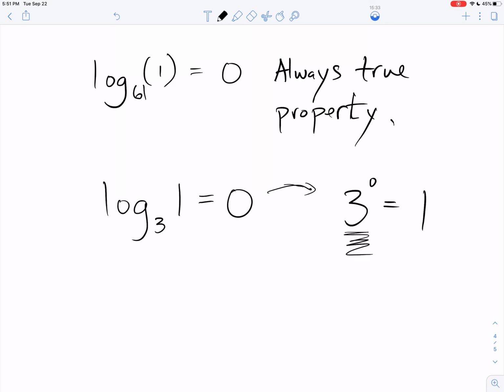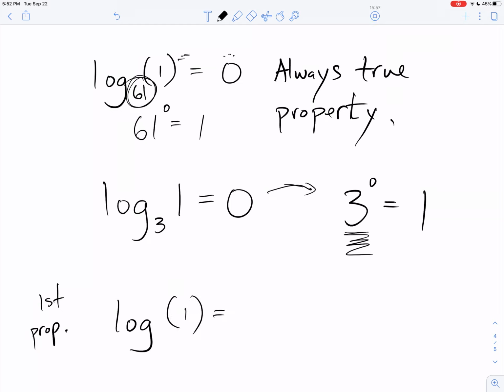So whenever you take the log, look, base 61. 61, flip-flop these two. 61 to the power of 0 is 1. It is. Anything to the power of 0 is 1. So our first property for logarithms is the log of 1 is always going to be 0. Always. You take the log of 1, you get 0. Why? Because if you were to convert it, you'd see automatically why.